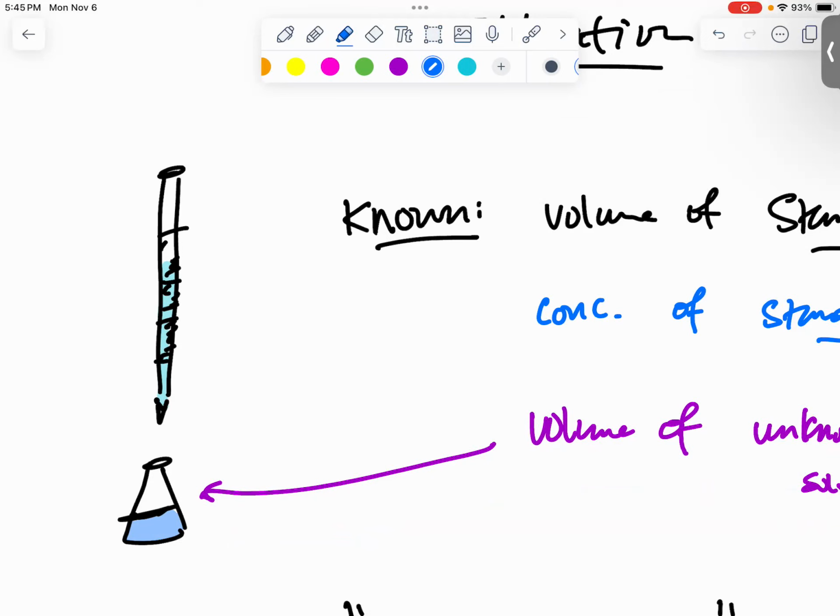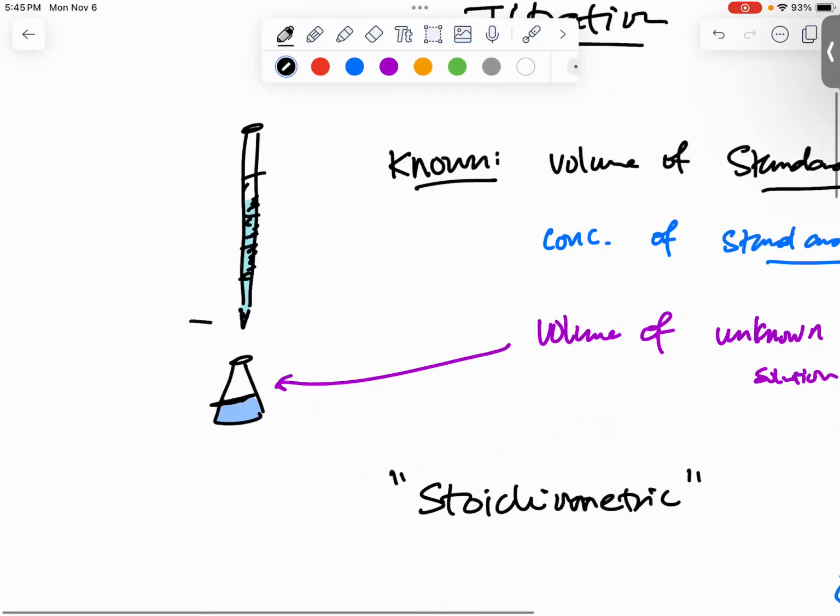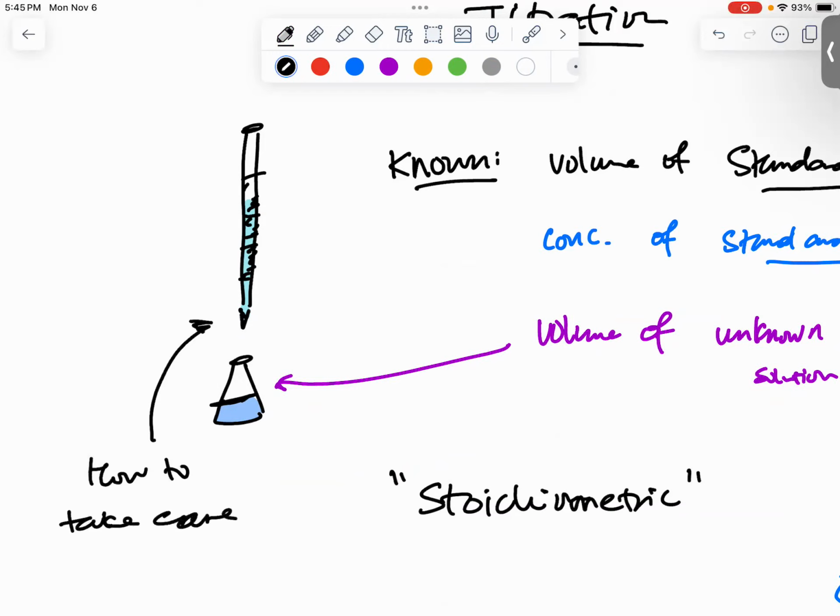Now we need to wash everything before we start. There's something we need to do to take care of the burette. So, how to take care of the burette?